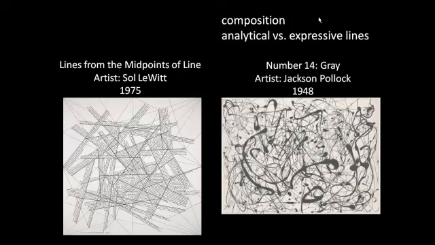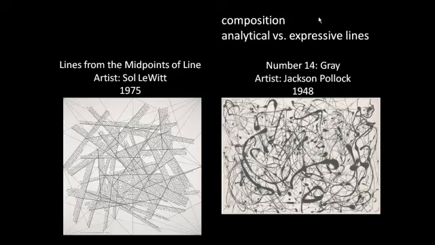Now we're not going to learn about every single line. There are quite a few. We're going to learn about 3. We've got 2 of them here. We've got analytical and expressive lines. Now, analytical lines, an example of, you can see in the Sol LeWitt work to your left. Analytical lines are sharp, straight lines. They don't bend, they don't curve, they are sharp and they are straight.